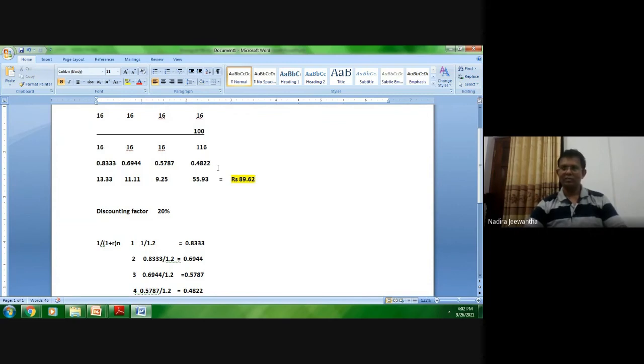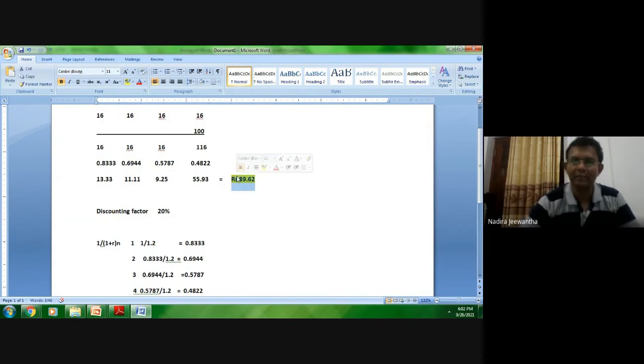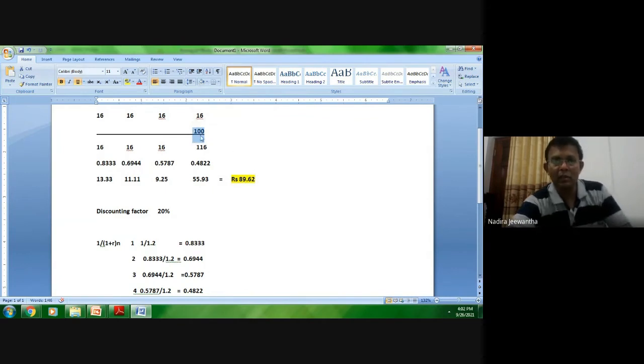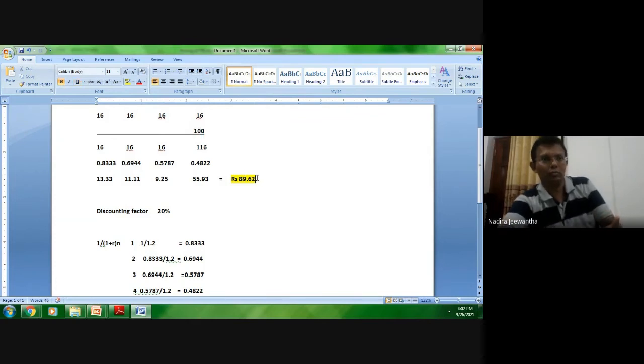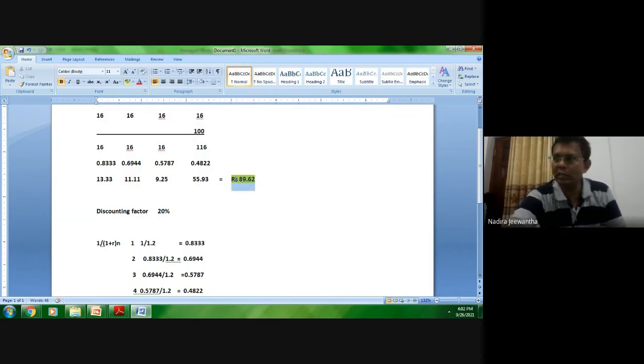You got it? So the investment amount is this. But at the end of the period, how much are you getting? 100. Same or different? If it's a new issue, this has to be 100, not previously issued. Forget about that. That is hypothetical.